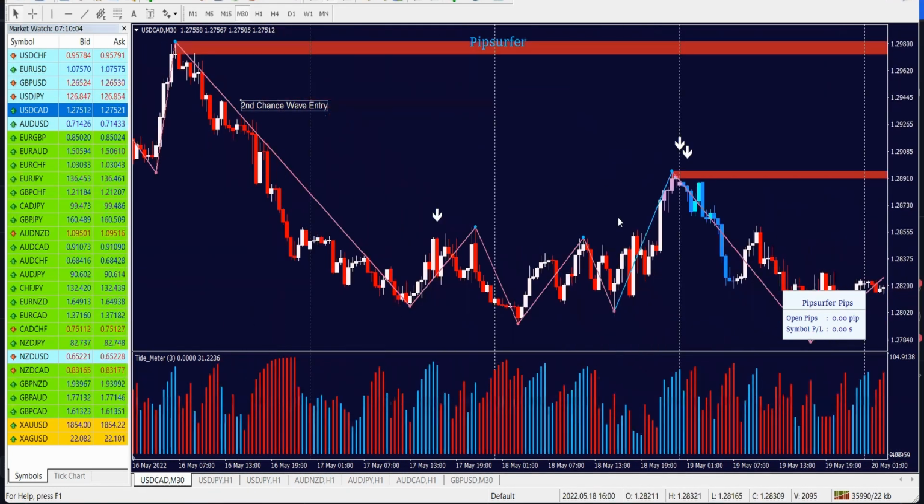You'll also have instances like this next entry, where it didn't necessarily follow the rules. You had a lower low here, but the low before it was a higher low.